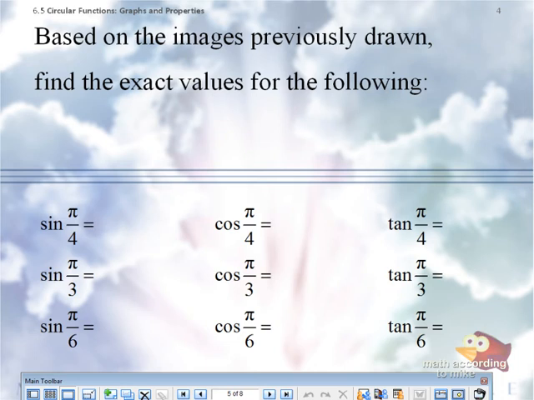Based on images previously drawn, find the exact values of the following. Alright, I'll do the hard ones.